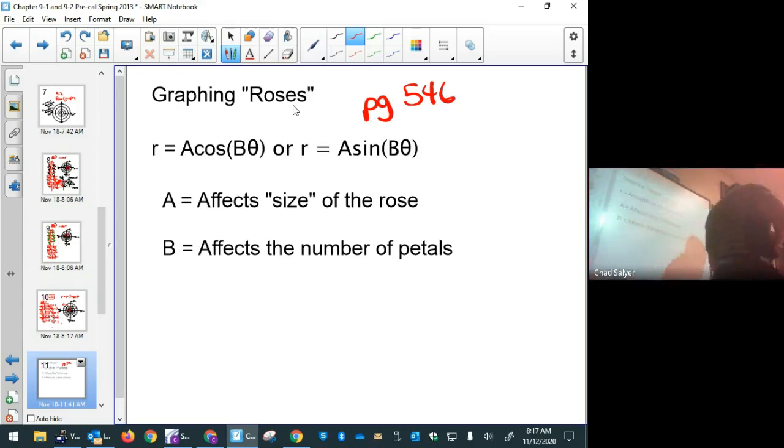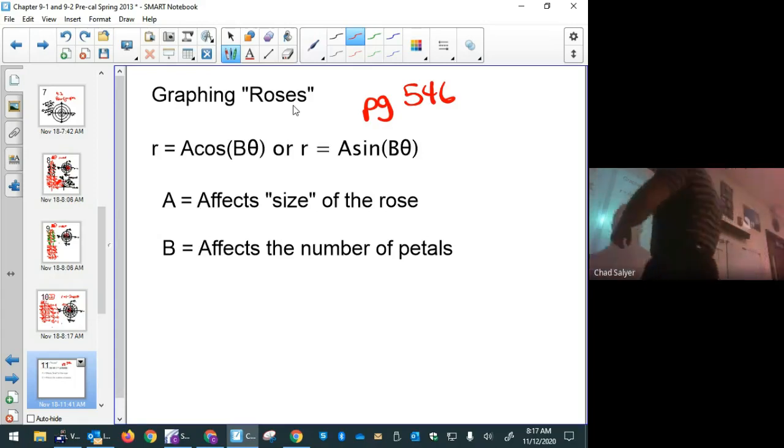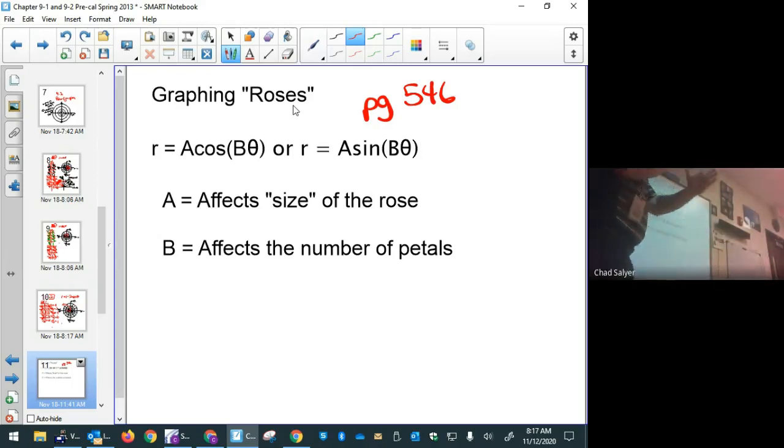There are plenty of other interesting polar graphs. These are the ones I thought were most interesting. So there are some interesting things about the roses. First of all, A is how far the rose comes out from the center. This is a 5, for example. You would have 5 units from the center in each direction for your rose. So A is the size, the radius of the rose, how far it comes out from the center. And B affects the number of petals, but not in a way that's easy to predict.